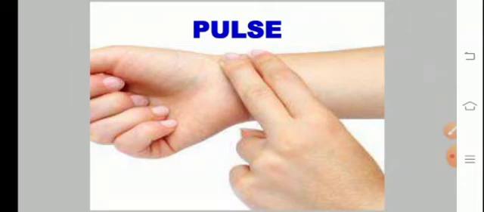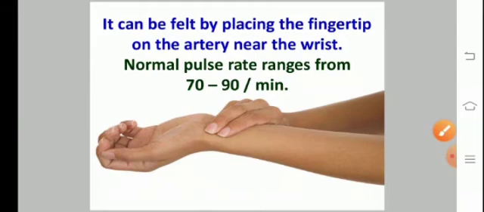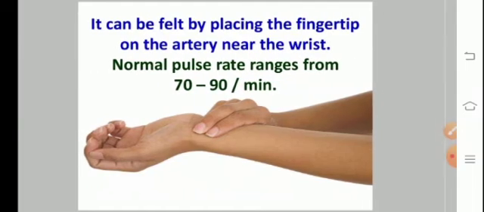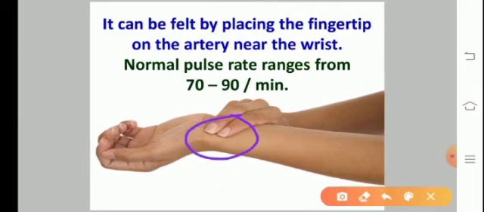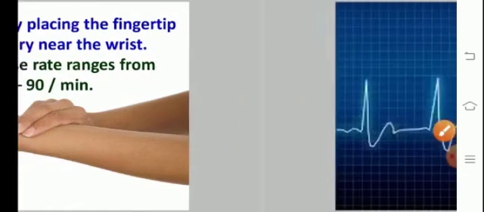Next, pulse. When the heart beats, the blood is forced into the arteries. With force, the blood is pumped into the arteries, so there will be expansion of arteries. The expansion of the artery every time the blood is forced into the artery is called pulse. It can be felt by placing the fingertip on the artery near the wrist. The normal pulse rate ranges from 70 to 90 per minute.